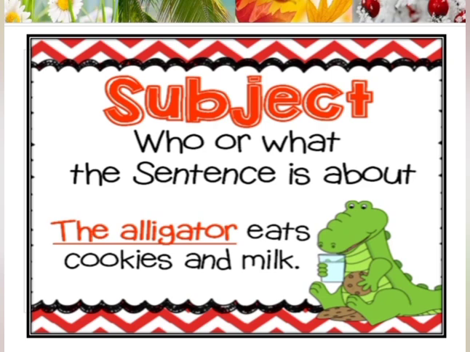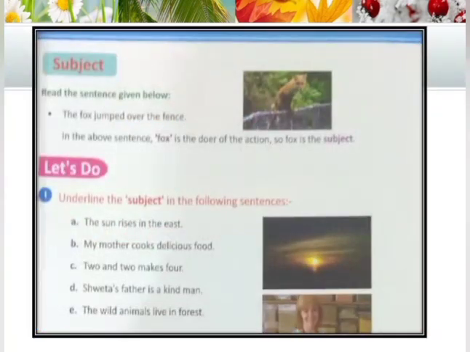Now let's look at the book also. In the book, one example is given. The fox jumped over the fence. Now, who is doing the work in this sentence? It's fox. So, in the above sentence, fox is the doer of the action. So, fox is the subject. Now, the part of the sentence which tells you who is the doer, who is doing the work in the sentence, is the subject. I hope you all must have understood what subjects are.